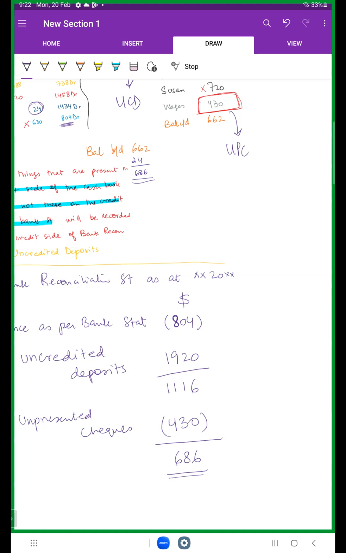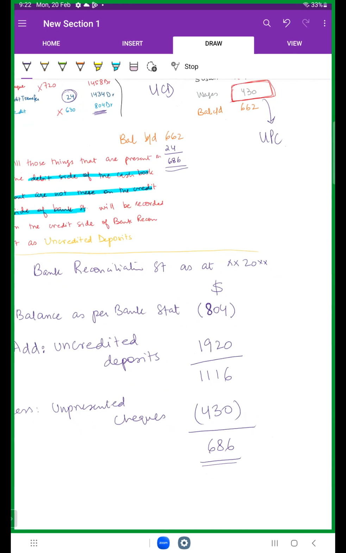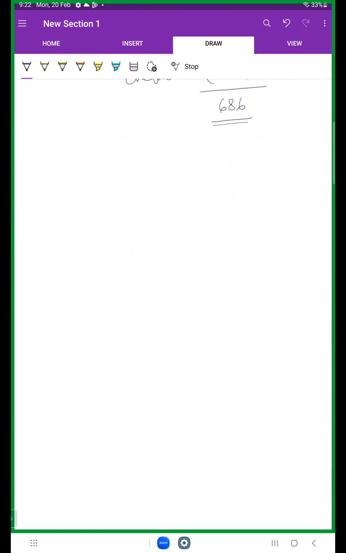Any problem till here? No. This part copied? Yes. Okay. Now let me write the format for you. Do you want me to give you the format for the adjusted cash book as well? Yes. I'm bad at that one. It's okay, it's perfect. We all are here to learn.